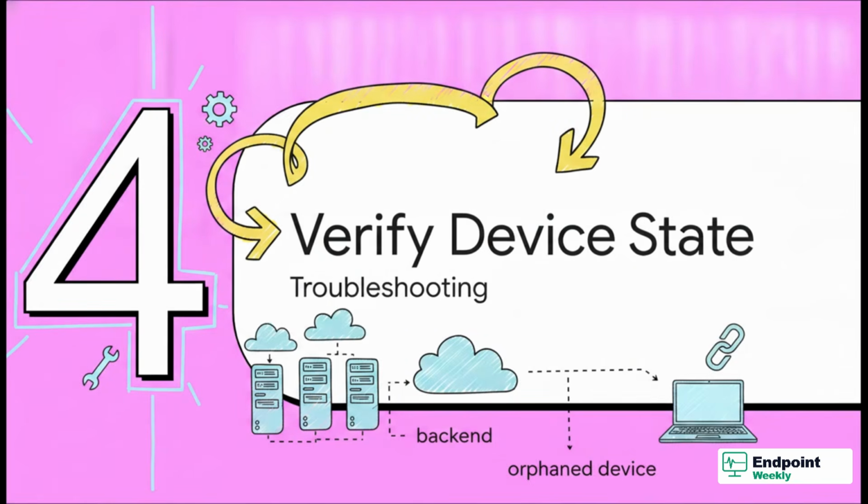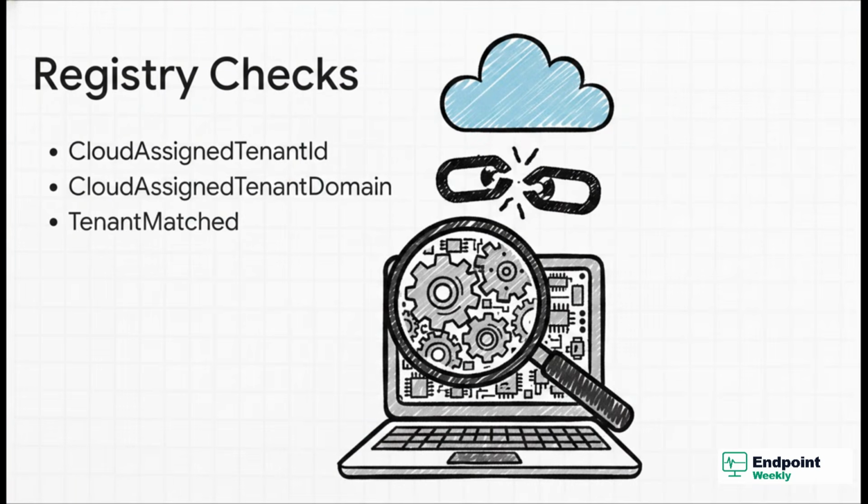Section 4. Verifying the device state. So the crucial point here is confirming what the device locally thinks its status is. You do this by jumping into the Windows registry, specifically looking under HKLM, Software, Microsoft, Provisioning, Diagnostics, Autopilot. If you see that the CloudAssignedTenantID or the CloudAssignedTenantDomain are completely blank, well, this device isn't registered with Autopilot at all. It's flying blind. And if TenantMatched is set to 0, the user is absolutely going to get an error because the signed-in user's tenant doesn't match the registered tenant on file. These keys are basically your first local indicator that the cloud handshake totally failed.